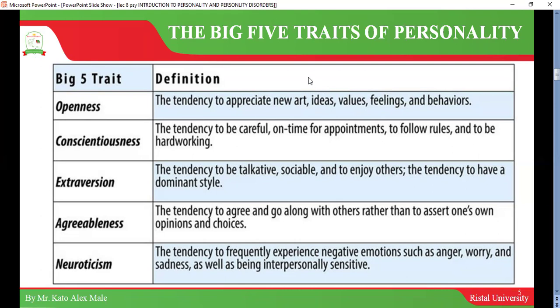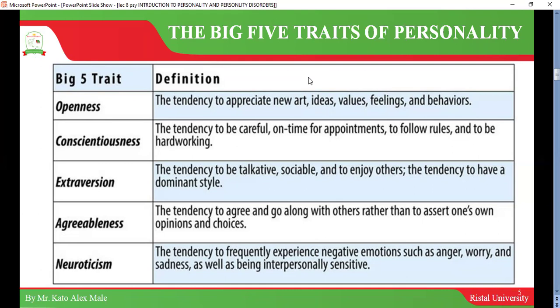We have seen this in the previous slide. That tendency toward anything that is new, they are ready to experience something new. That is openness. Then conscientiousness is the tendency to be careful, on time for appointments, to follow rules, and to be hardworking. Someone who is always careful whenever they are going to do something. Then extraversion, the tendency to be talkative, sociable, and enjoy others.